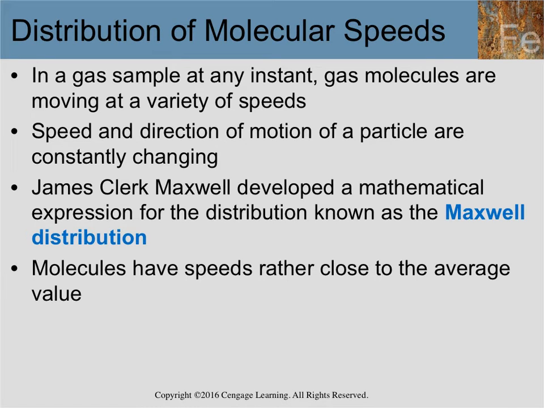So we've looked before at a sample of gas, and we've seen that while there's an average velocity, when you look at all the gas particles, they are moving at a variety of speeds. So a person named James Maxwell came up with an expression that is known as the Maxwell distribution. What this does is it shows, for any particular speed, how many molecules out of the total are moving at that speed. So we'll look at that graph on the next slide.